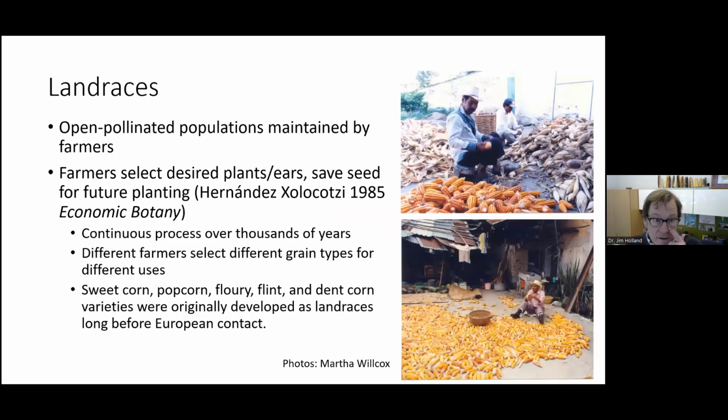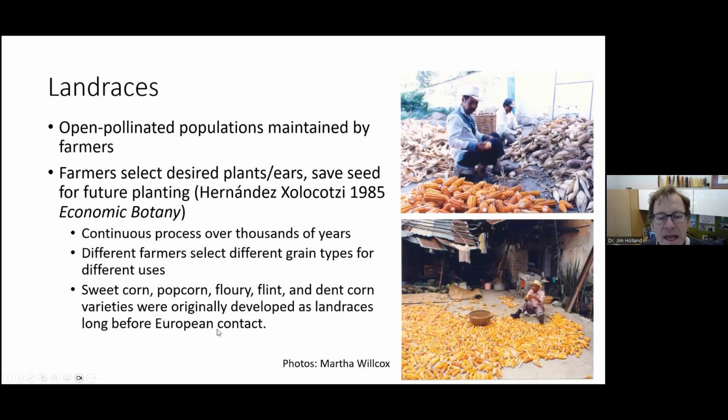These landraces are managed as open pollinated populations, and farmers have maintained them for literally thousands of years. And not just maintained them, these are actively evolving populations. The farmers are still selecting out of their fields the plants and the ears that they want for various purposes. They are saving seed for future plantings.